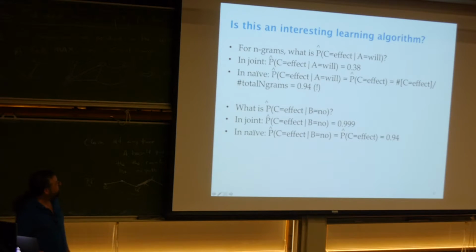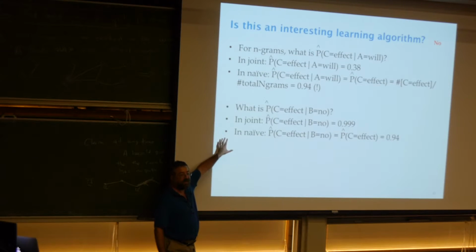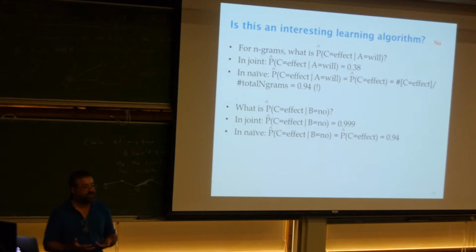If I ask what's the probability of effect given the second context word is no, then in the joint probability, it's almost always effect. Here, it's still 0.94. So the problem is that in this model, I've basically said the class variable, the thing I'm trying to predict, is independent from all the context variables. So of course, I can't use the context variables to predict the class variable. It's independent. That's what my model says. So I've got to break that independence assumption a little bit in order to make some useful predictions.